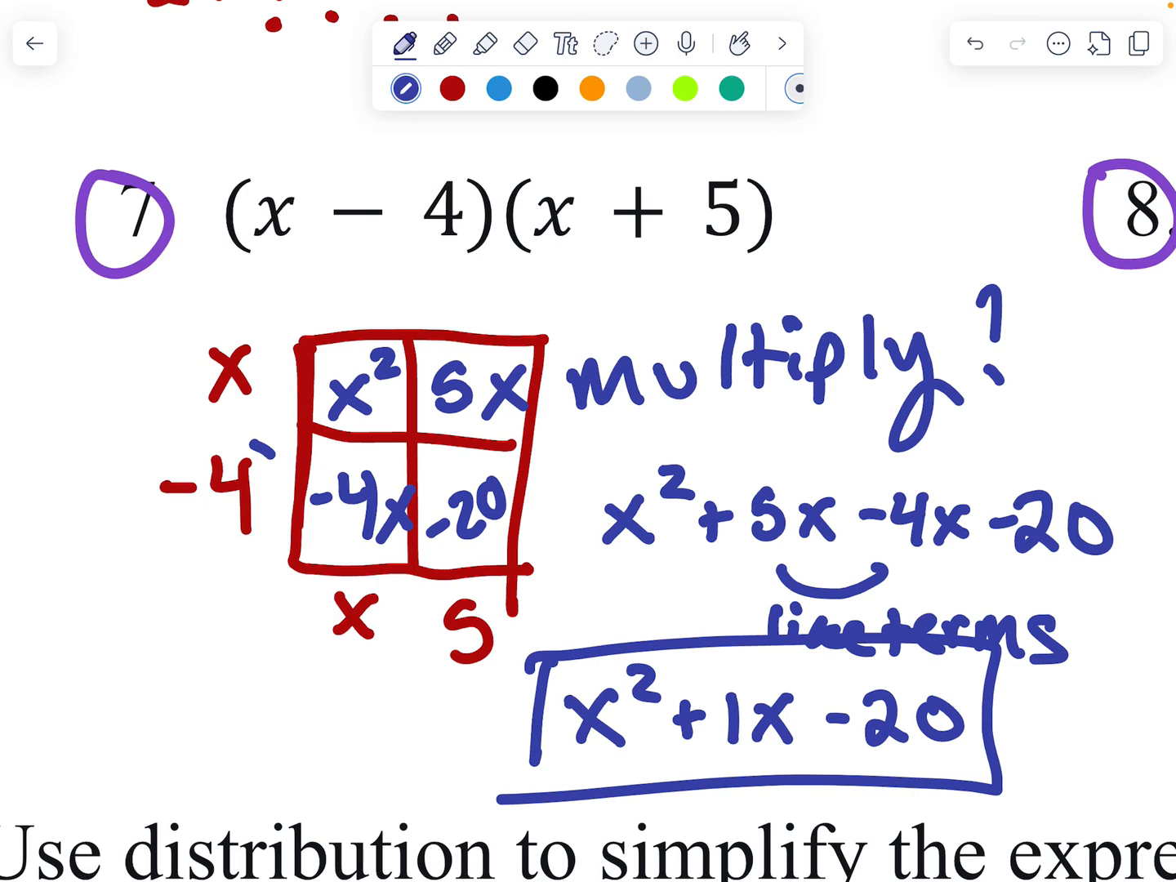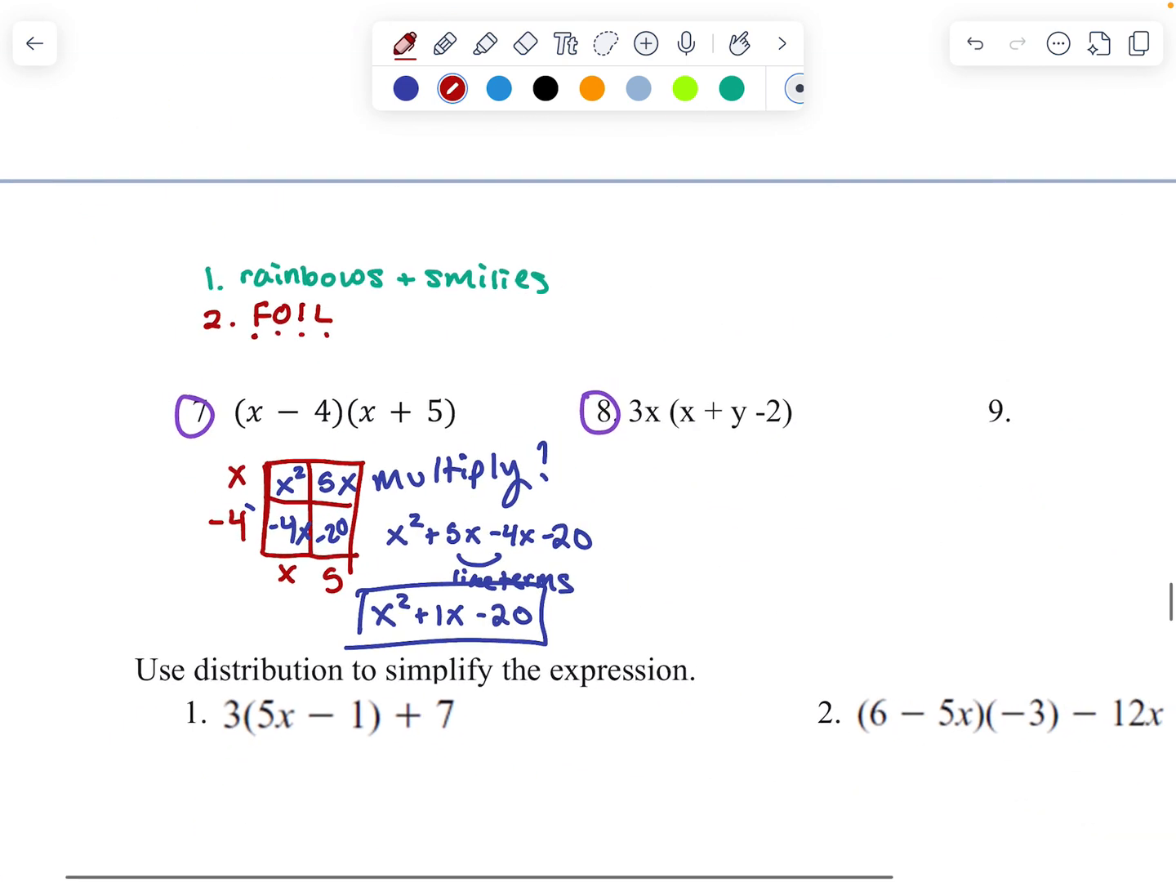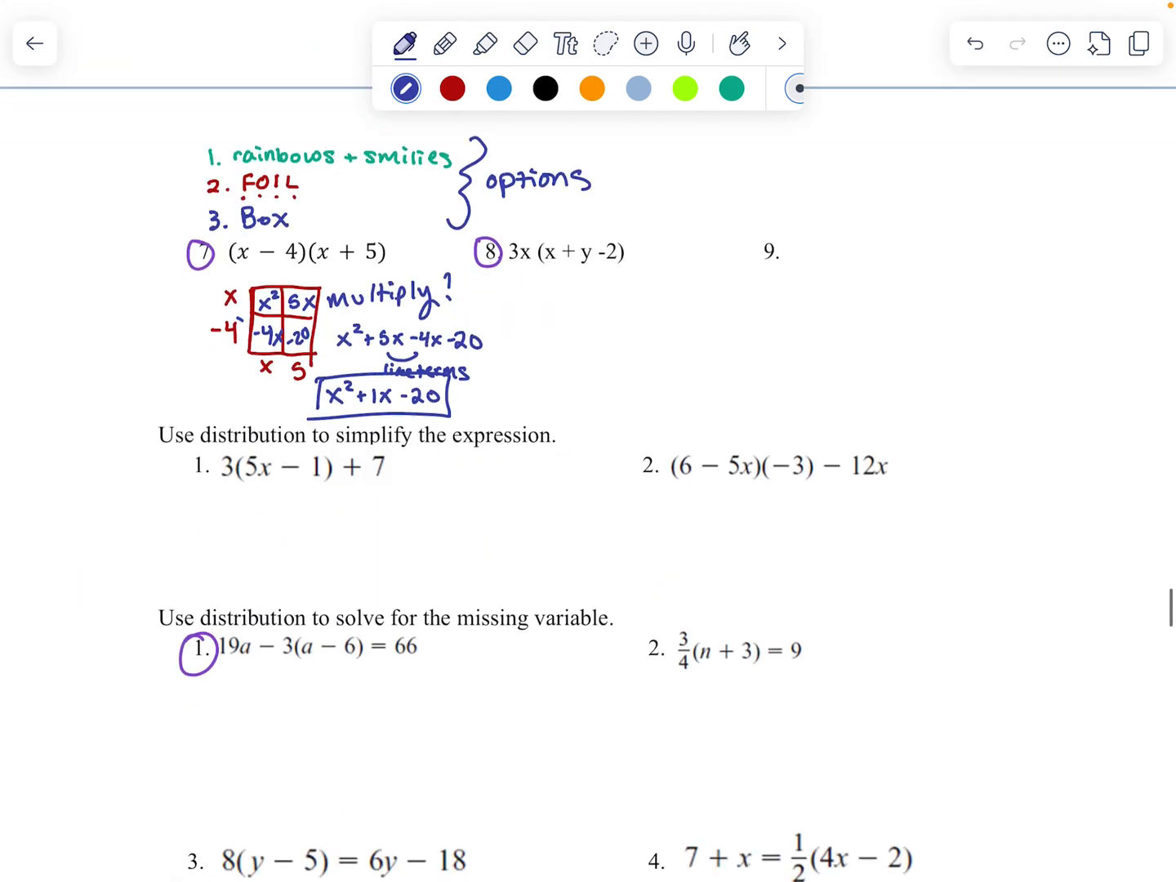So I'm gonna put up here, if my iPad will stop freezing, that our third way is to use the box, and my iPad won't unfreeze, so we'll just call it a day. There it is. 3, I'm gonna do it in blue there. 3 is the box method. These are your options for that kind of problem, and the rest you can do.